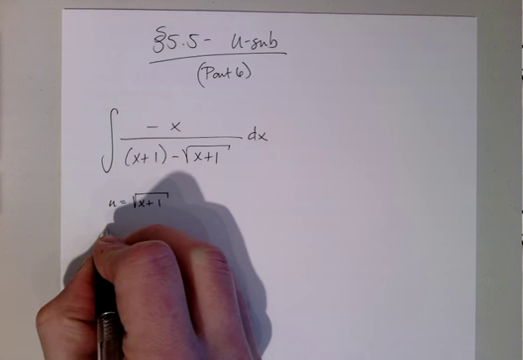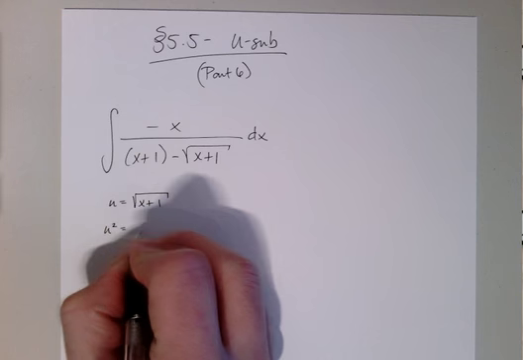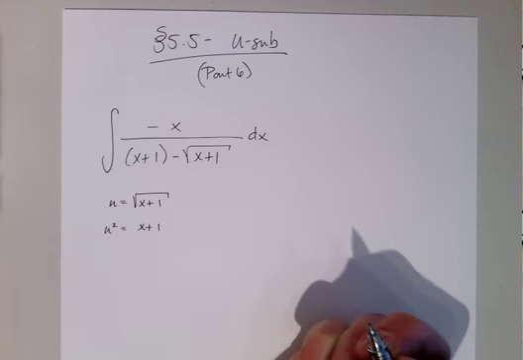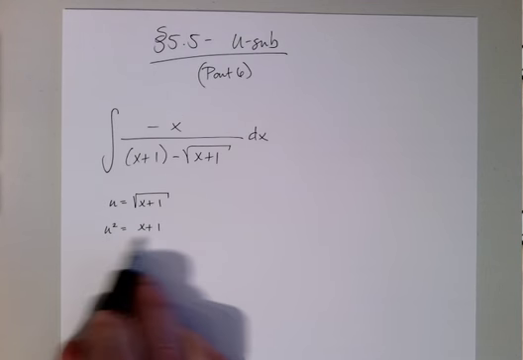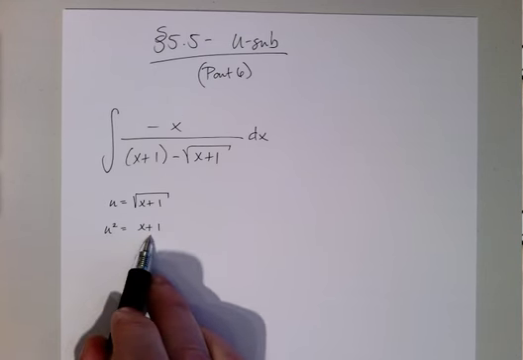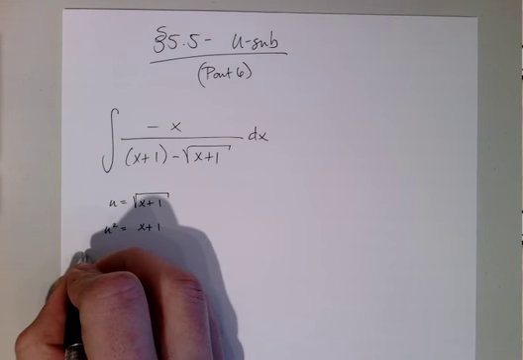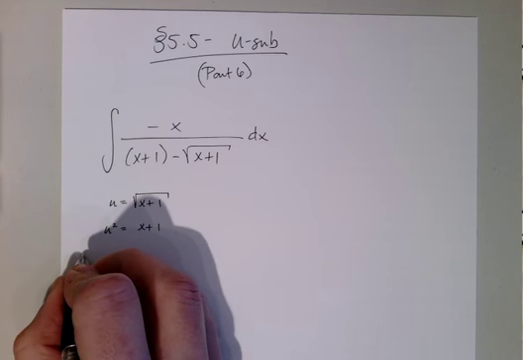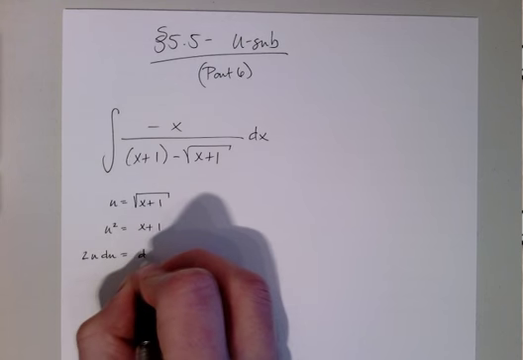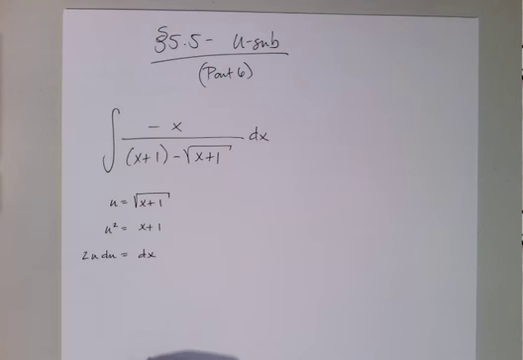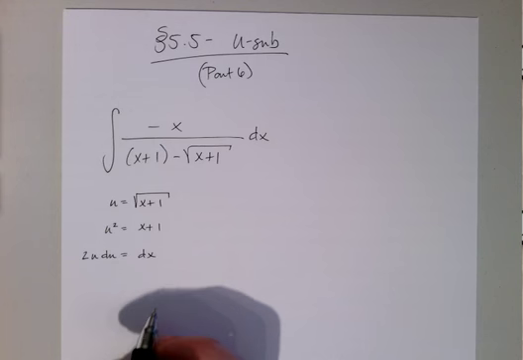Okay? So that means that U squared is equal to x plus 1. Now you're thinking, well, how do I get the differential? I'm so glad you asked. Can I differentiate this implicitly? Sure I can. Let's differentiate it with respect to x. Okay, so you get 2u du is equal to dx. And now I know exactly what I'm going to plug in.